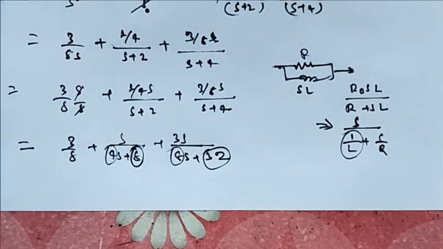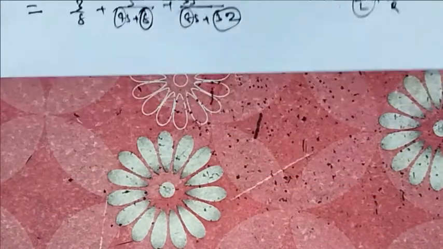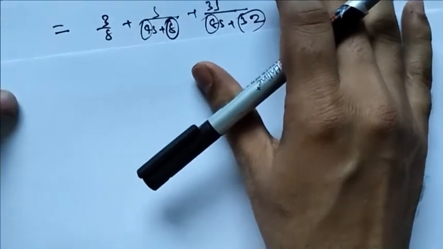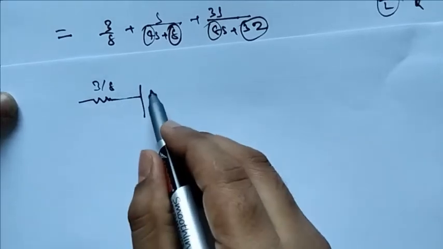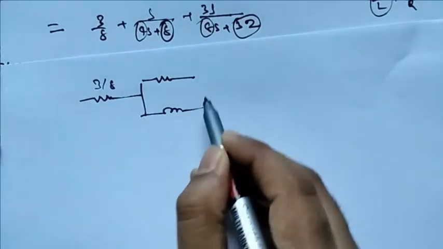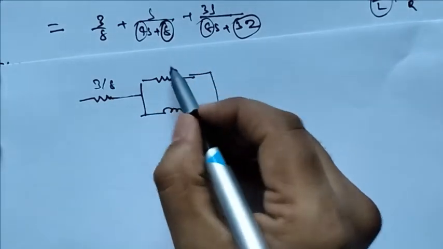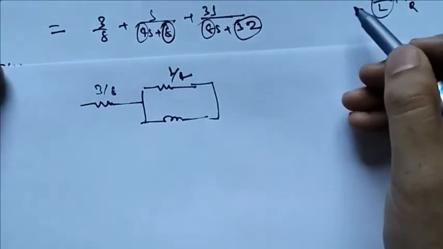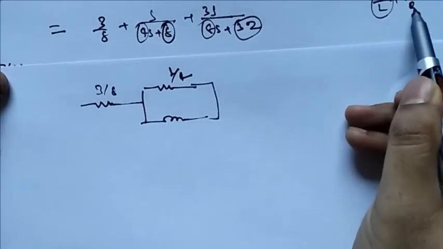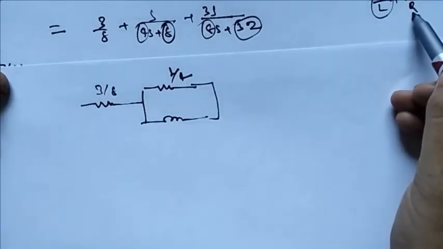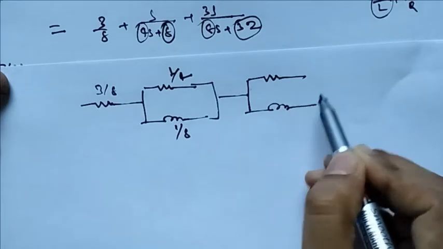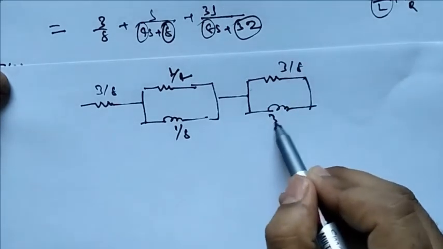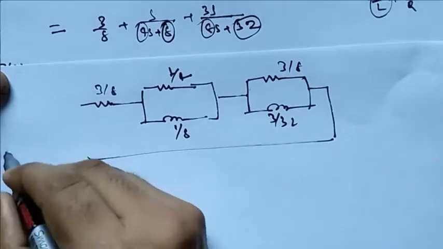Now let us write on another sheet of paper. The Foster 1 form, the first term 3 by 8 is your R, because this is resistance 3 by 8, and there will be R and L. If I compare, this is 1 by R, means this is 1 by 4. If you compare with this one, the s component with R, it is 1 by R, and this will be 1 by 8. Now comparing again, this will be R and L, this will be your 3 by 8, and this is going to be 3 by 32. So this is your Foster 1 form.